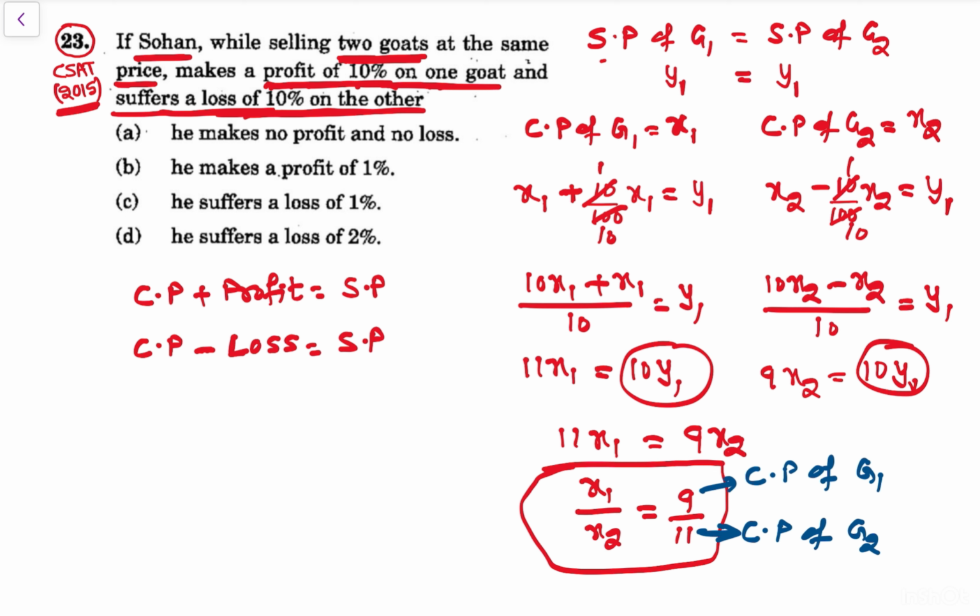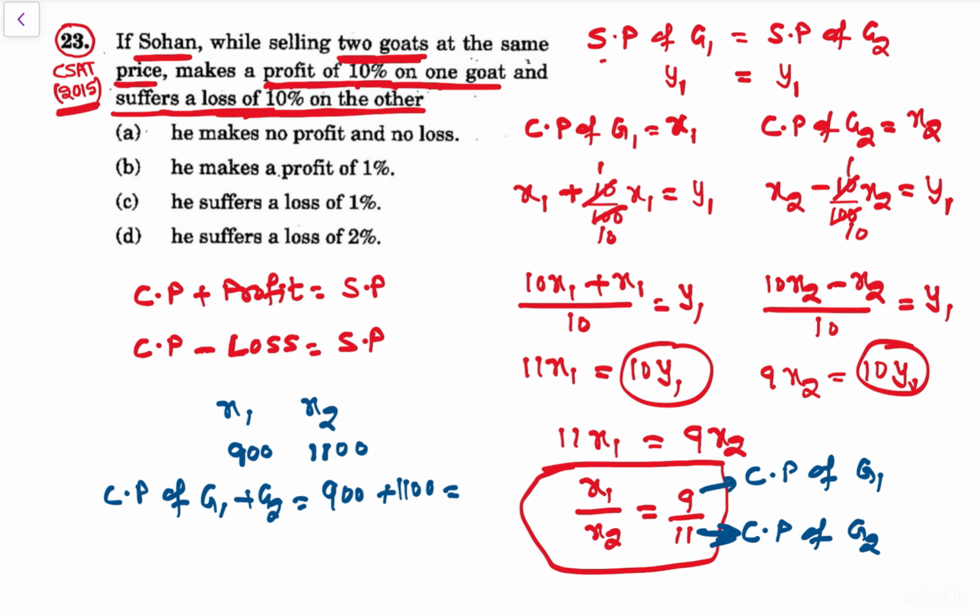Now, the CP of G1 and G2 are in the ratio, that is x1 is to x2 are in the ratio 9 is to 11, right? Now let's multiply with 100. We can take 900 and 1100, right? Cost price. Then see, cost price of goat 1 plus goat 2 is equal to 900 plus 1100. This is just to make it easy, right?